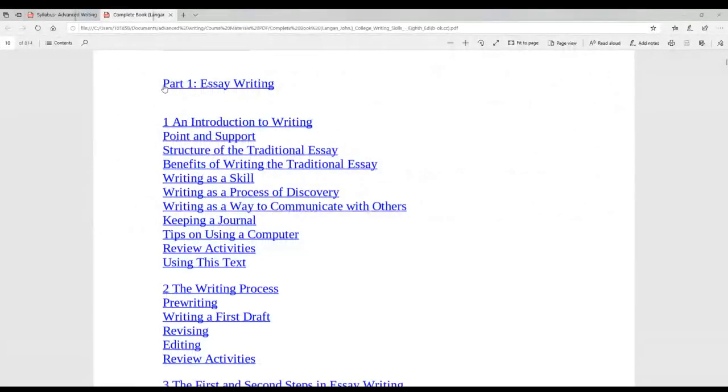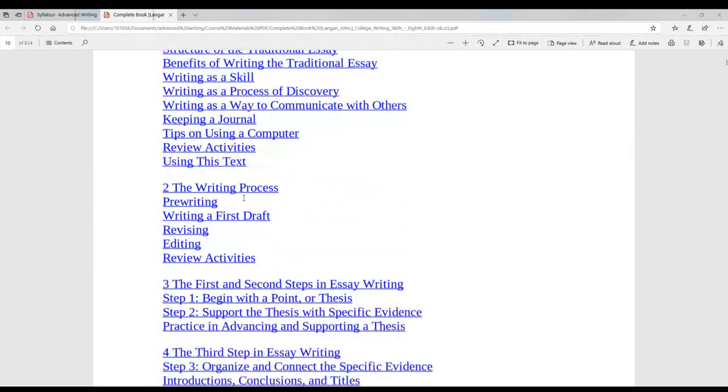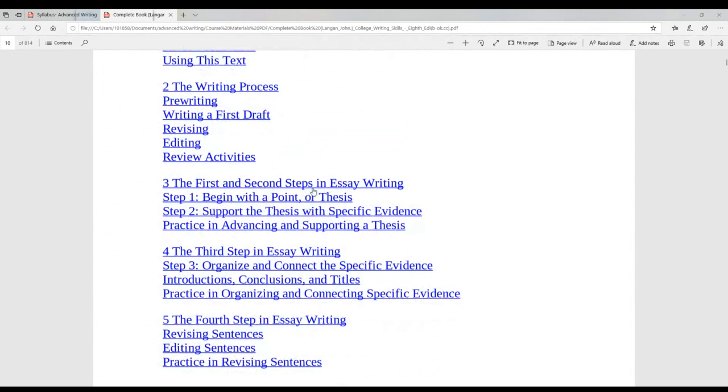So this is about the writer. Here we will take the first chapter, bimashiatillah: introduction to writing, point and support, structure of the traditional essay, writing as a skill, and so on. The writing process, pre-writing: we will focus on the pre-writing stages, how to plan for your essay, writing the first draft, revising, editing, etc. The first and the second steps in writing essays, we are going to focus on these also.